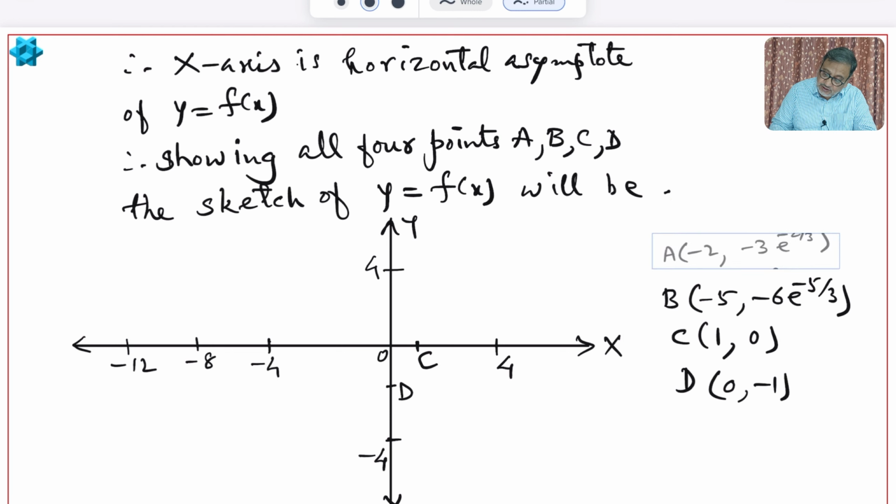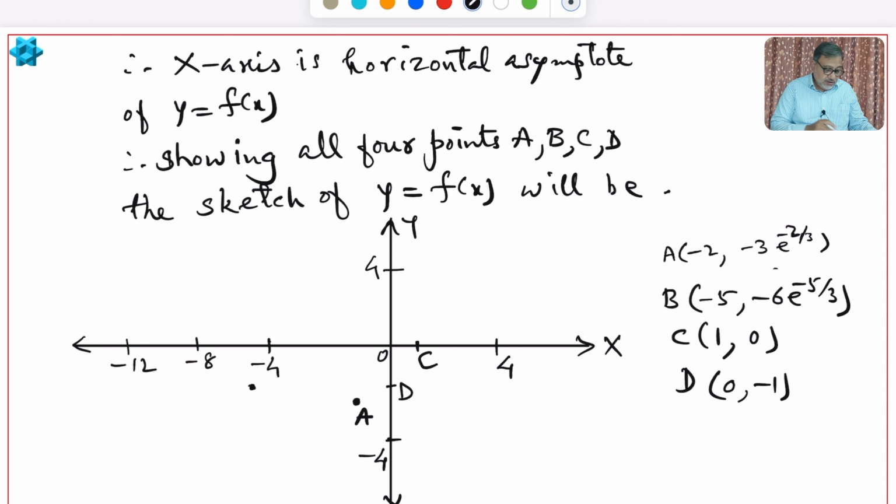I will put this here, negative 2 by 3 it is. Okay, all the 4 points. So A and B. A is negative 2 and negative 3. Okay, so somewhere A is here and B is negative 5 further on the left, and negative 6 e raised to that, so it will be somewhere here, right? Yeah, negative 5, negative 6.